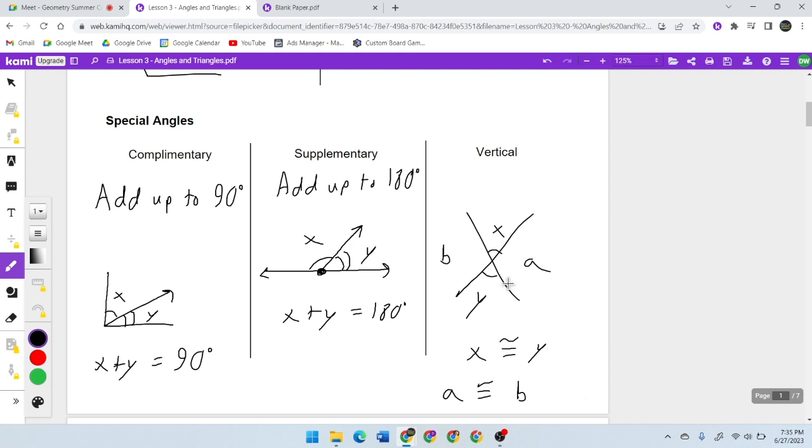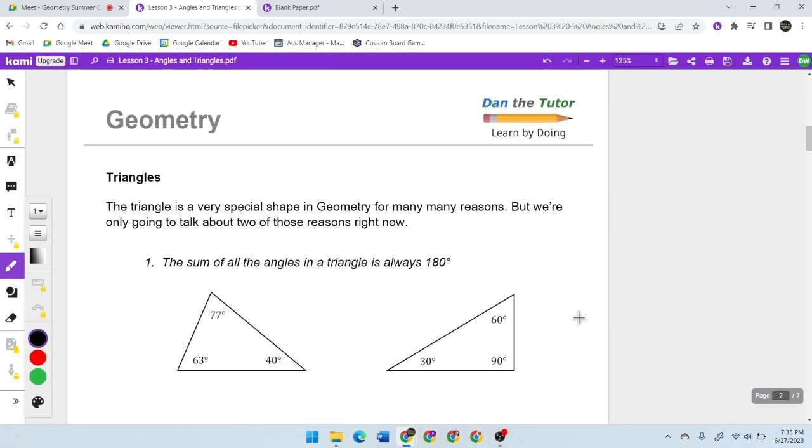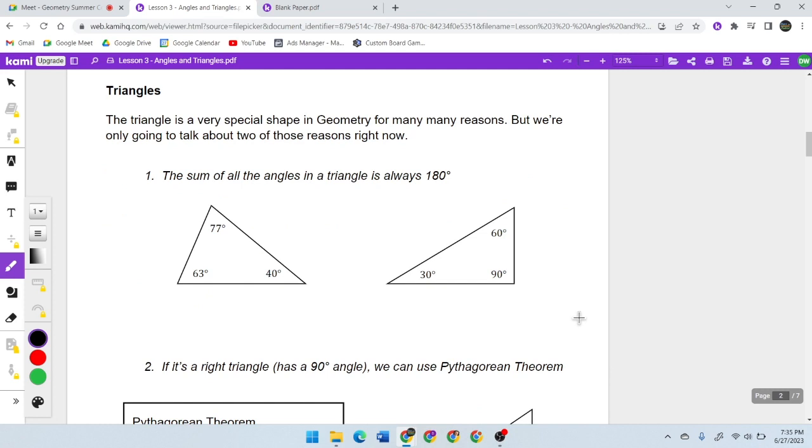So that's it for the special kinds of angles. The next thing we're going to talk about is triangles. Triangles are probably the most important topic in all of geometry. What am I talking about? Triangles are special because there's a bunch of special things that we're going to know about them. Yes, squares are special too, trapezoids, pentagons, all those shapes are special, but we end up spending the most time in geometry talking about triangles more than any other shape.